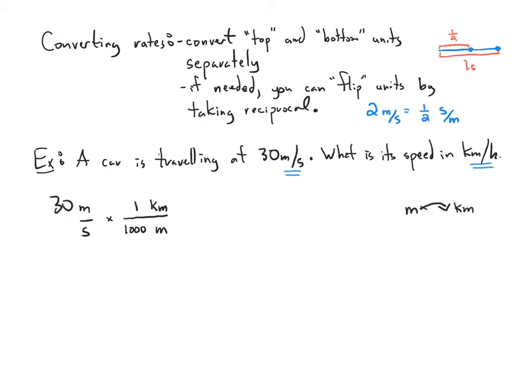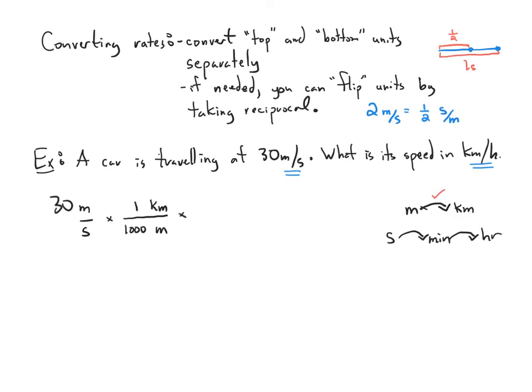So we've done that one. We've converted from meters to kilometers. Very easy. Now we would need to convert from seconds to hours. And again, we know how to do this. We just have to go through minutes. So we know we can convert from seconds to minutes quite easily. There are 60 seconds in a minute. And we know how to convert from minutes to hours. There are 60 minutes in an hour. So let's go ahead and do it.